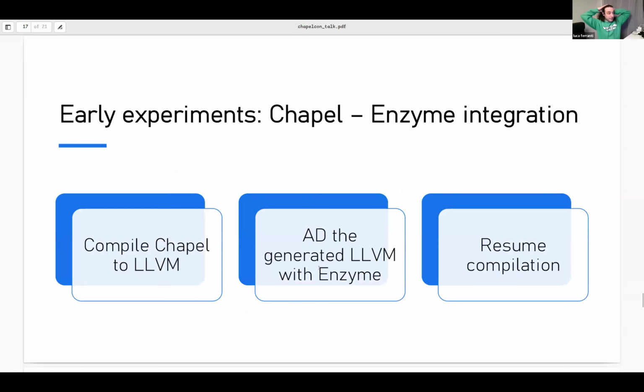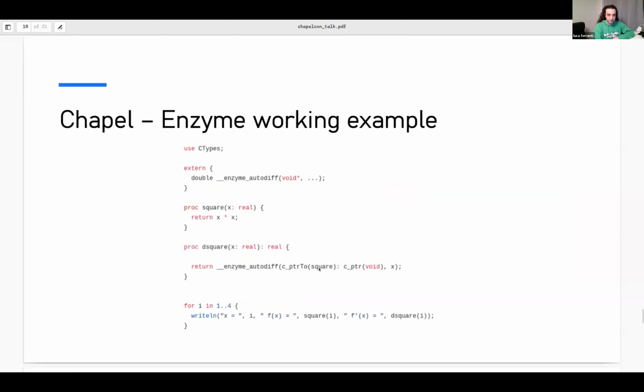Yeah. And so that's basically what I did in my experiment with Enzyme. I compiled Chapel to LLVM. Enzyme is basically like a compiler pass in LLVM. So I called that to differentiate and I resume the compilation. And that's pretty much literally what I'm doing. The makefile is like 3 lines doing that. So yeah, that was pretty cool.